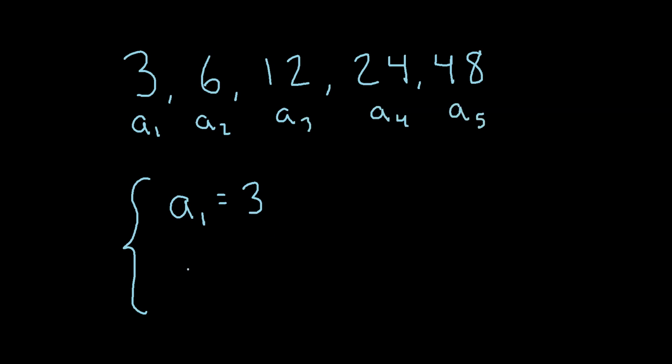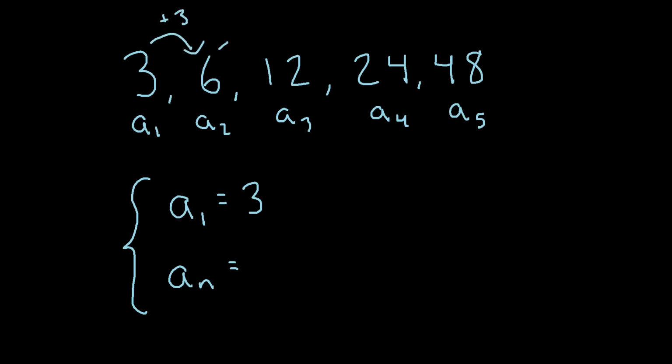Next piece of information that we need, remember, is a sub n. So we want to explain how can you get the nth value in this sequence. Well, to do that, we have to identify what's the rule for getting the next value. So to go from 3 to 6, you might say, okay, well, we add 3.